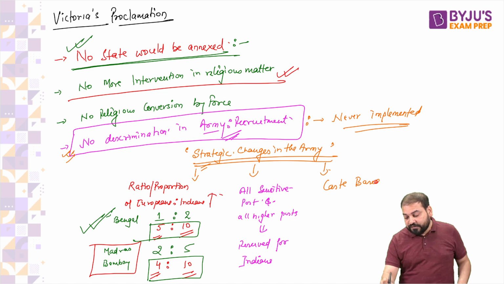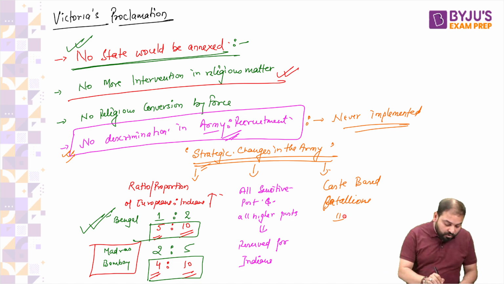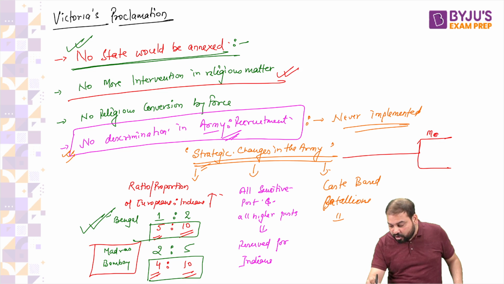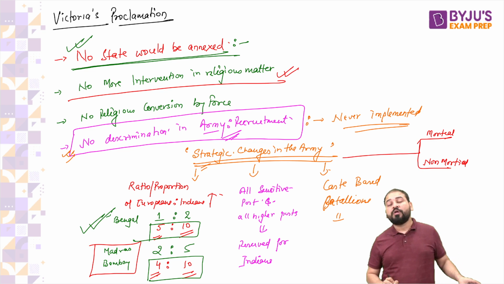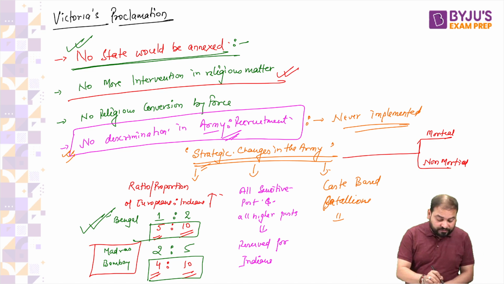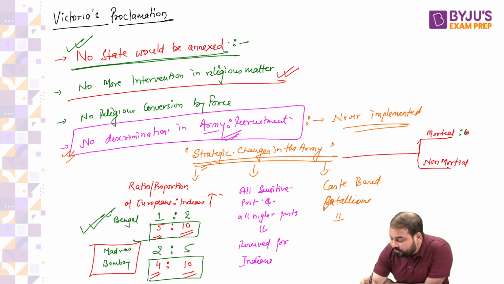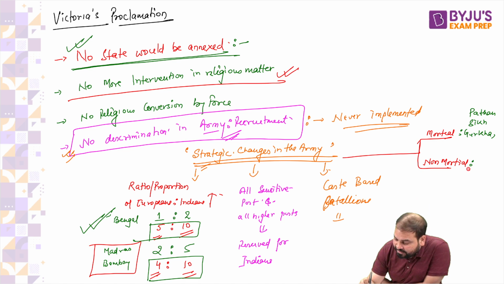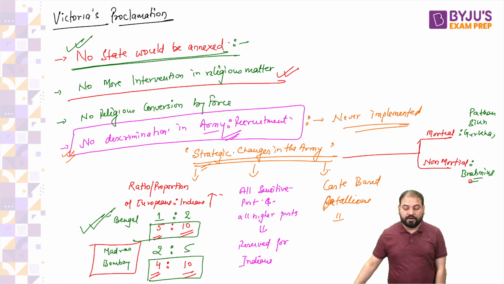Third, caste-based battalions were formed. If you have some idea, certain communities were called martial and certain were called non-martial races. Martial means fighters. They said these are fighter communities. So who are fighters? Gurkha, Sikh, Pathan, and that's why their number was increased. Whereas non-martial, they said, were like Brahmins, and their number was decreased in our army.